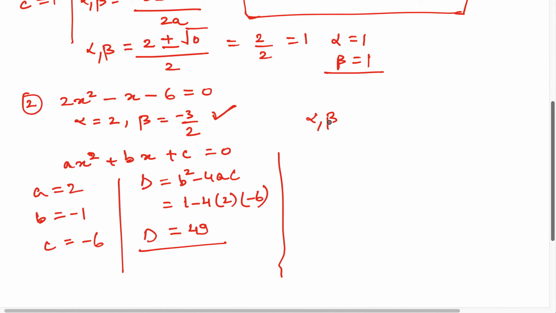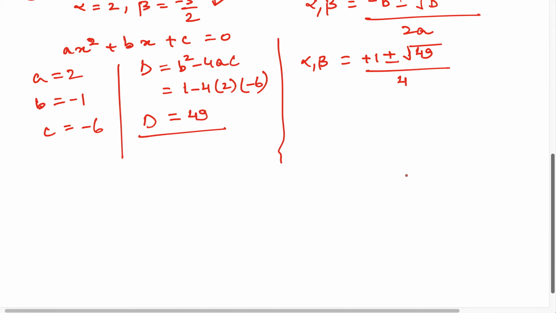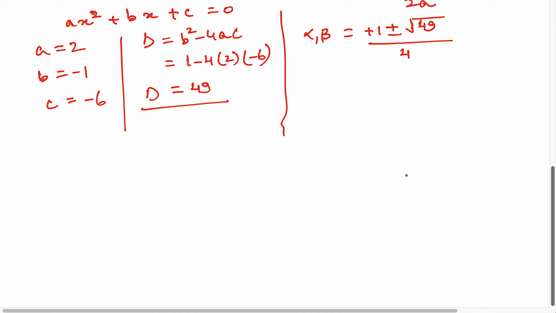So we know alpha comma beta is equal to minus b plus minus root of d, and the whole thing divided by 2a. What will alpha and beta become? It will be minus b, which is minus of minus 1, so it will become plus 1, plus minus root of d, which is root of 49, upon 2a. 2a is 4. Okay, now because we have two values over here, let me take alpha as 1 plus and let me take beta as 1 minus. So I'll split alpha and beta here.